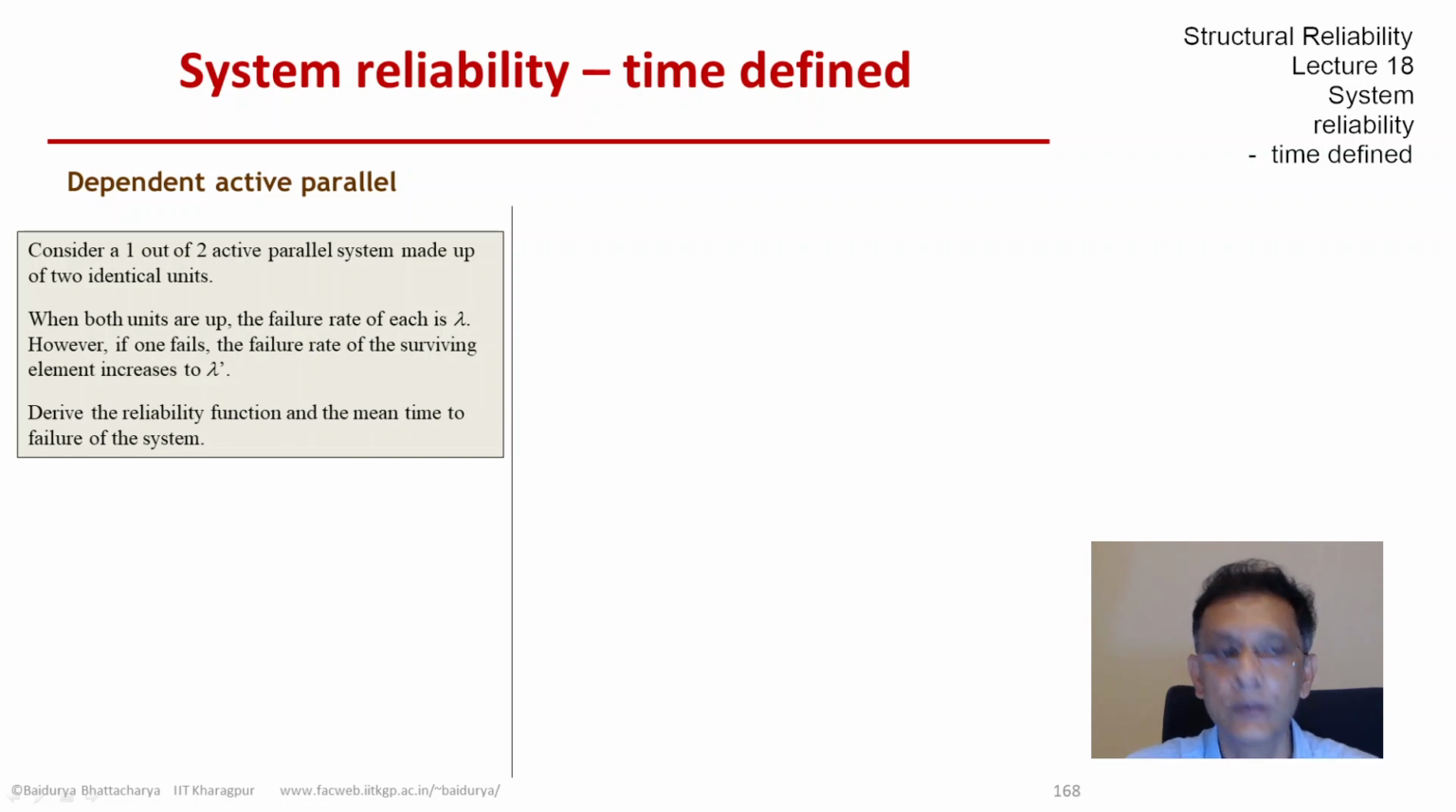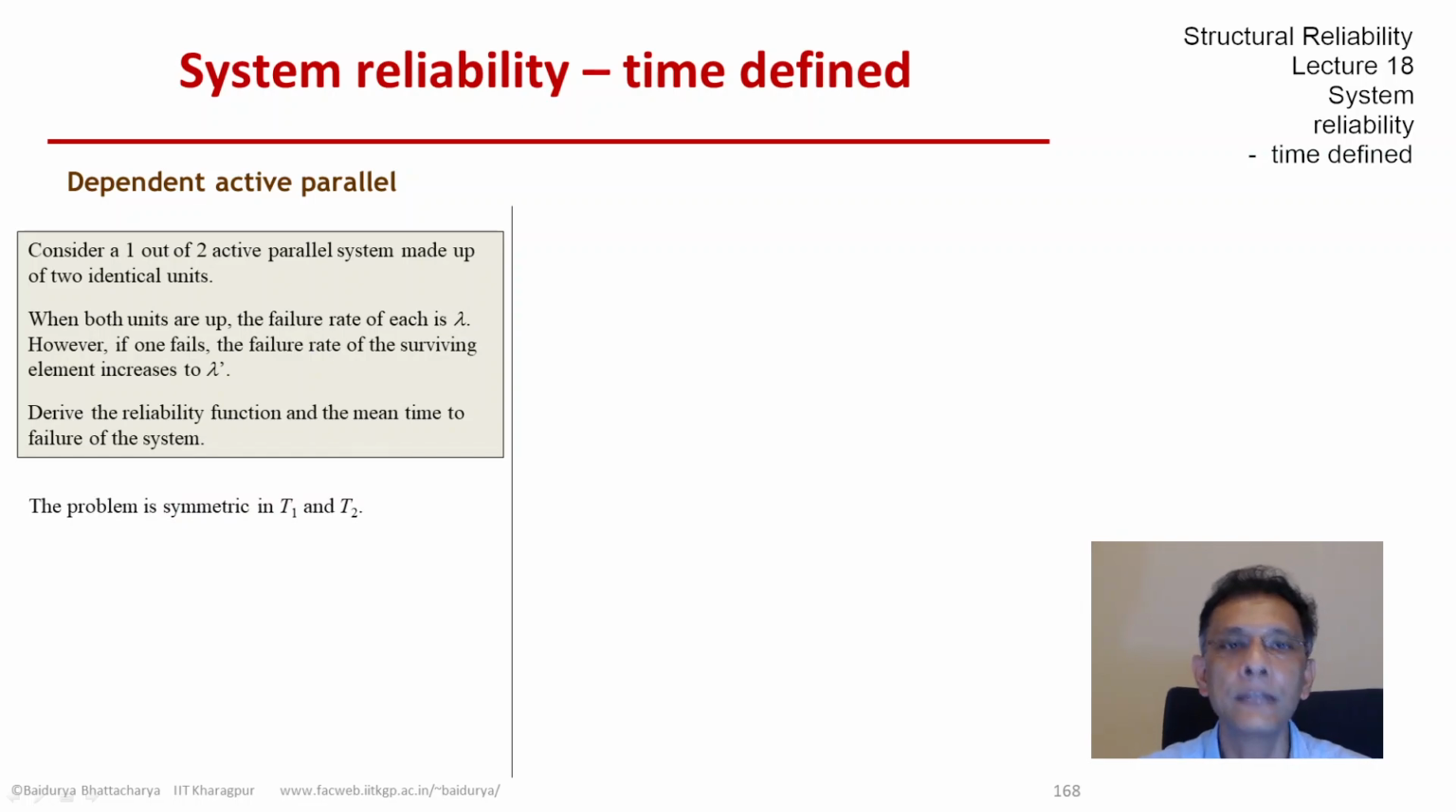When both units are up, the failure rate of each is lambda. However, if one fails, because the other one, the surviving one, has to bear a higher load, presumably, its failure rate increases to lambda prime. So with that information, we need to find out the system reliability, and as an added item, the mean time to failure.